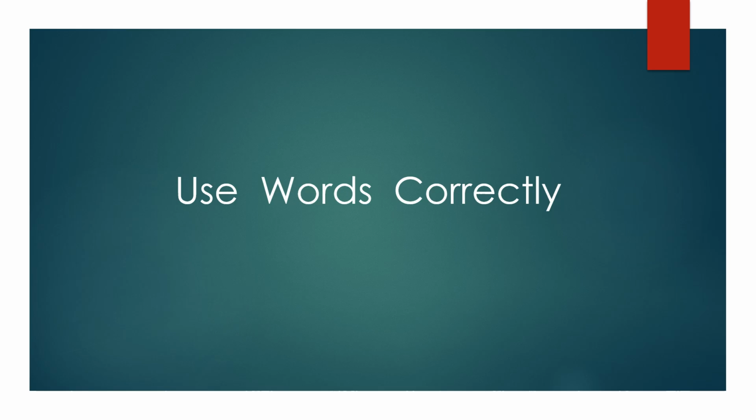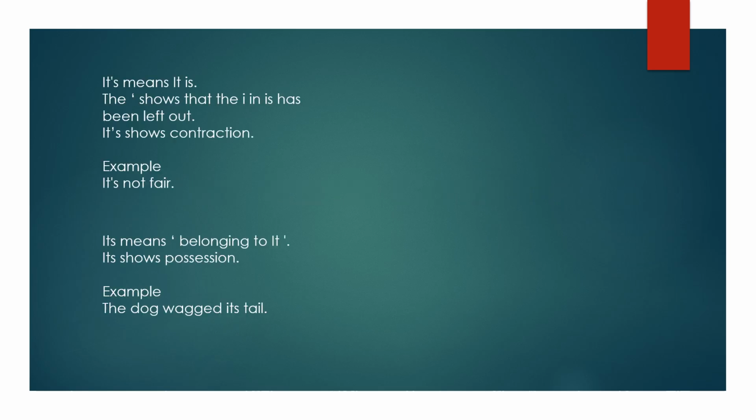We are looking at how to use words correctly. IT apostrophe S means it is. The apostrophe shows that the I in is has been left out. It shows contraction. Example, it's not fair. ITS means belonging to it. It shows possession. Example, the dog wagged its tail.